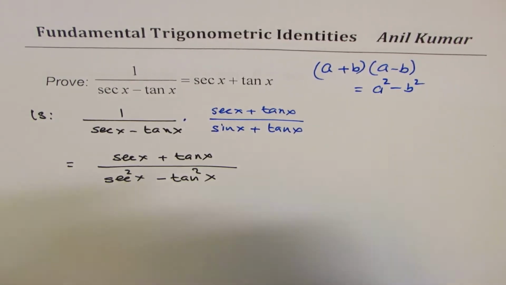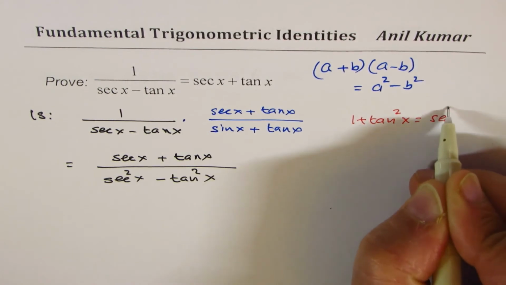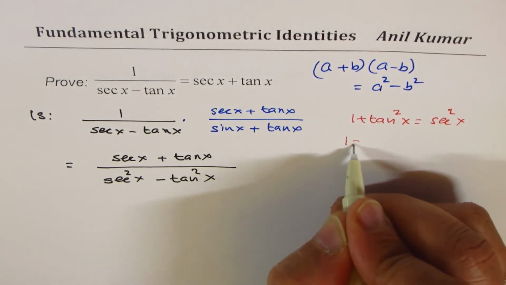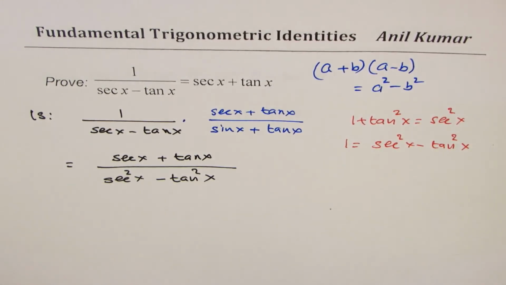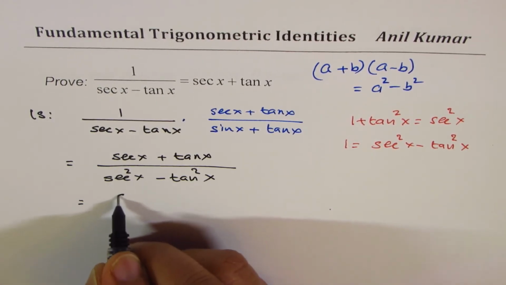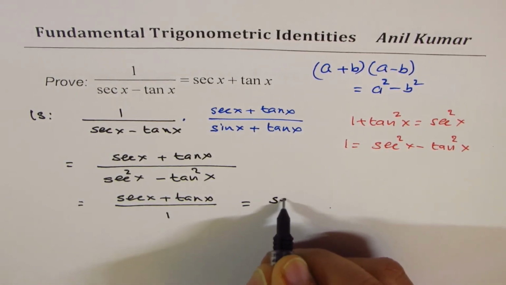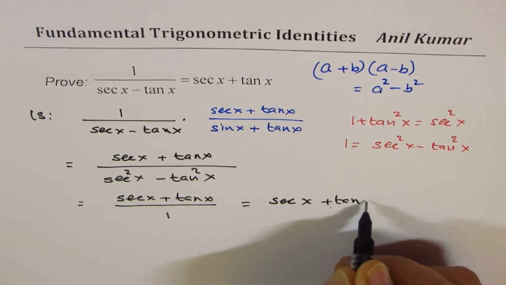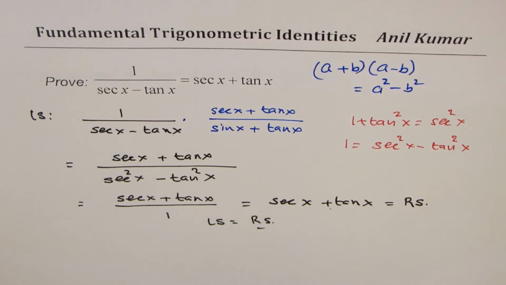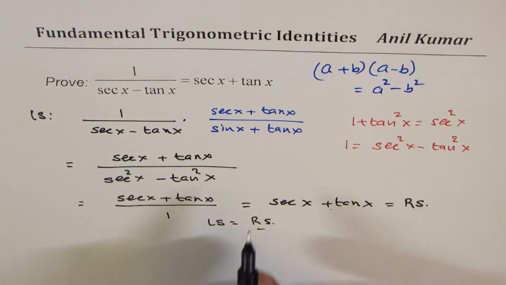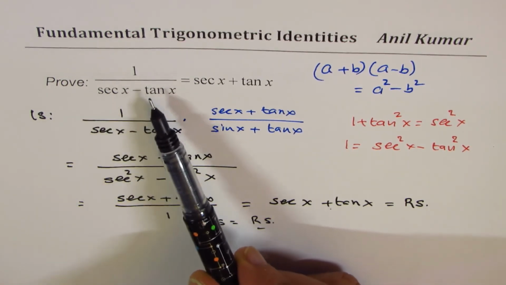What is that identity? Well, it is 1 plus tan square x is equals to secant square x. You can rearrange, write 1 as equals to secant square x minus tan square x. So the denominator is indeed 1. So we could write this as secant x plus tan x over 1, which is equals to secant x plus tan x, and that is the right side. Is it okay? So we have shown that left side is equals to right side. So here we multiplied by 1 to get our result. You could have replaced them into sine and cosine, but that will be longer.